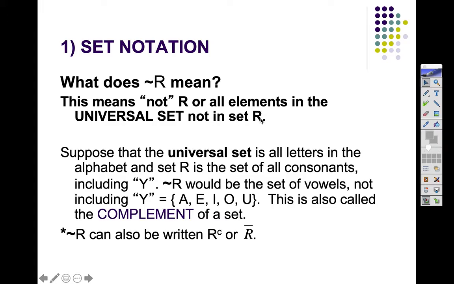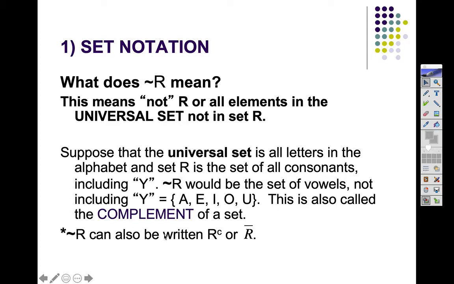So if the universe is R, it means real numbers. If the universe was the alphabet, that would be A through Z. So let's look at complement or not with our universe. So suppose the universal set is all letters in the alphabet. Okay, so that's good. They tell you the problem, so you know you're just looking at the American English alphabet. The set R is the set of consonants, including Y. Okay, so they say R is going to be all the consonants, including Y. Not R would be anything outside of the consonants and Y, which would be A, E, I, O, U.